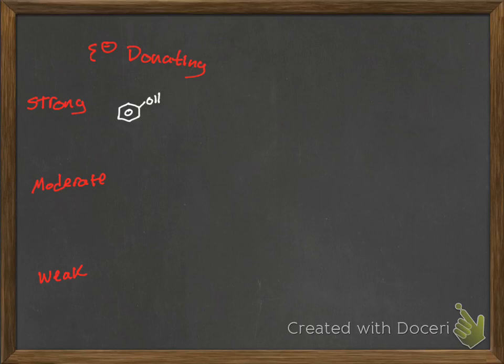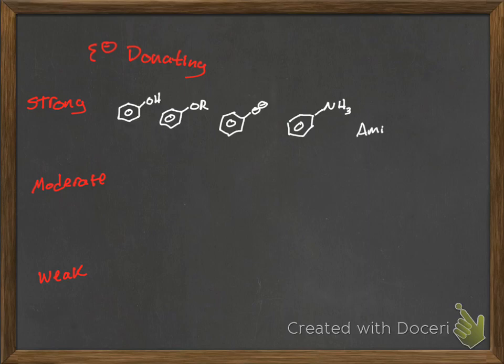So let's start once again with electron donating. And there are 3 levels. Strong, moderate, and weak. All right, strongly electron donating groups include phenols, aromatic ethers, phenoxide, and amines. Primary, secondary, or tertiary.